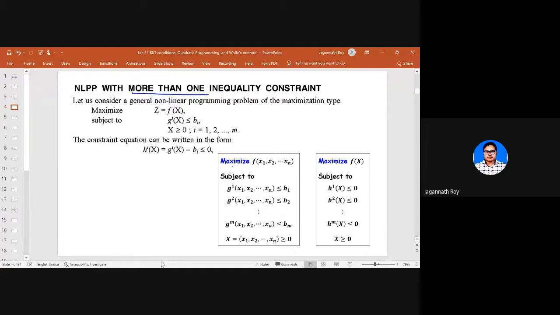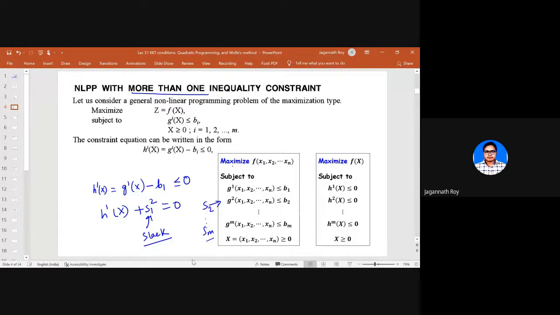So if we have h1(x), which is actually g1(x) minus b1 less than or equal to 0, then h1(x) plus s1 square equals 0. This is our slack variable. Similarly, we have to do this for s2, introducing s2 and then up to sm. So m different slack variables will be there, and then we repeat the process.